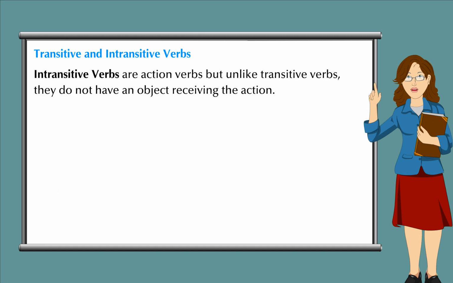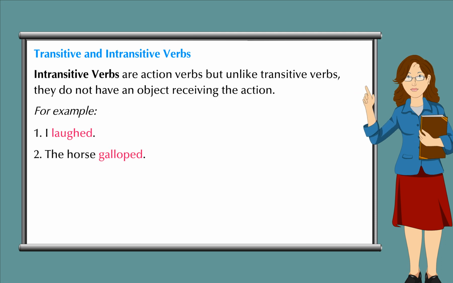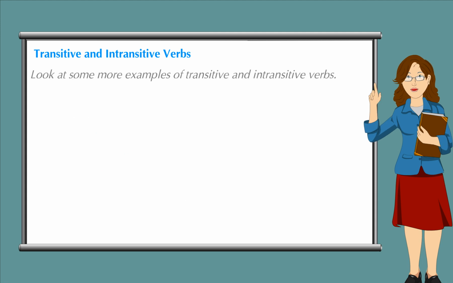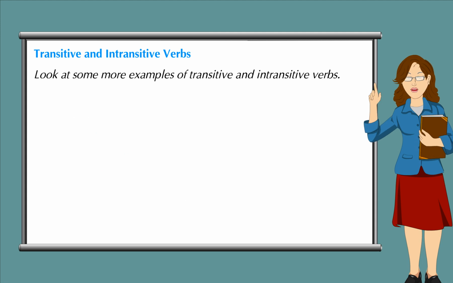Intransitive verbs are action verbs, but unlike transitive verbs, they do not have an object receiving the action. For example, 1. I laughed. 2. The horse galloped. 3. The sun set. In all of the above cases, the subject is performing the action of the verb and nothing is receiving the action. Look at some more examples of transitive and intransitive verbs.